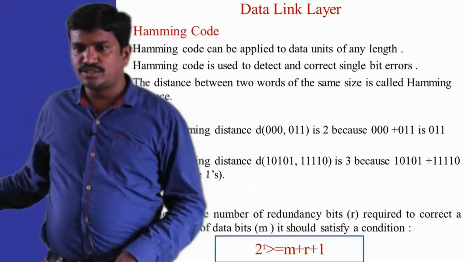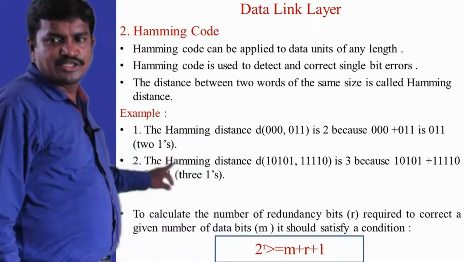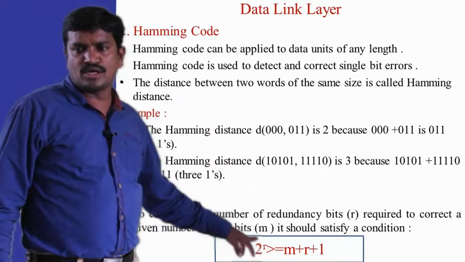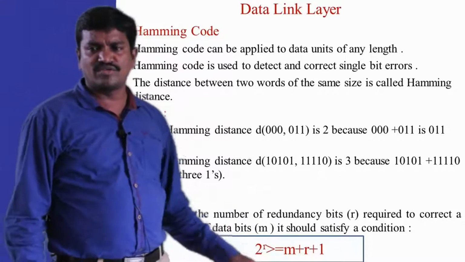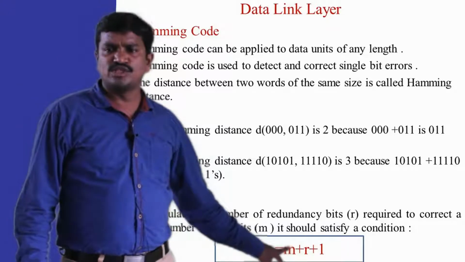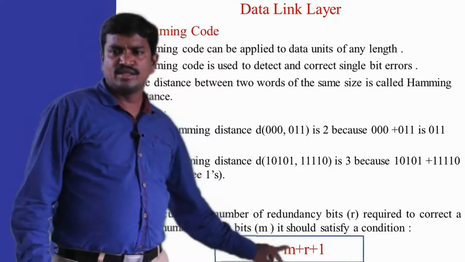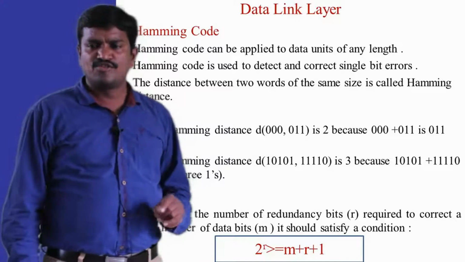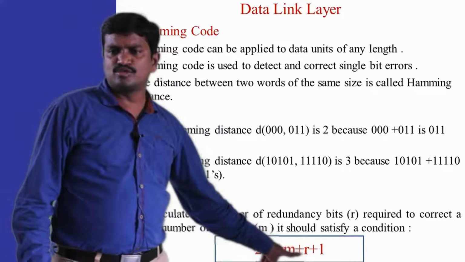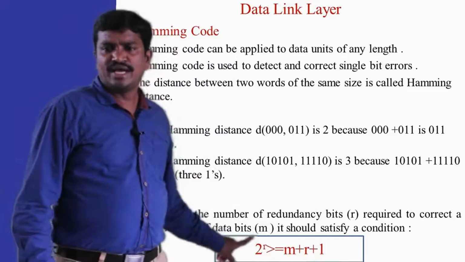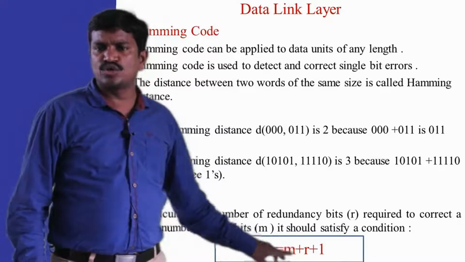So this equation you can observe: 2 power r greater than or equal to m plus r plus 1. Now what they are trying to give is this m value. When the m value is given, let us say it is 1, then what is the r value? If you substitute r value as 1, the right hand side becomes 3, 1 plus 1 plus 1, 3, and 2 power 1 is 2. 2 greater than or equal to 3 is wrong.